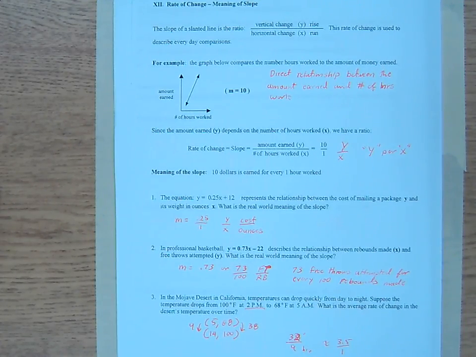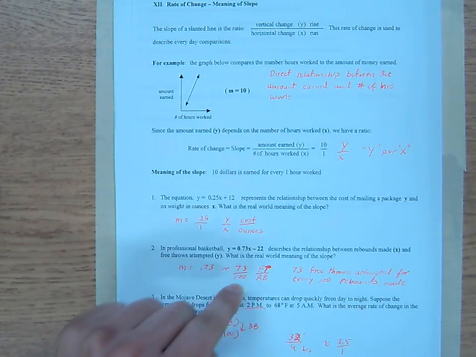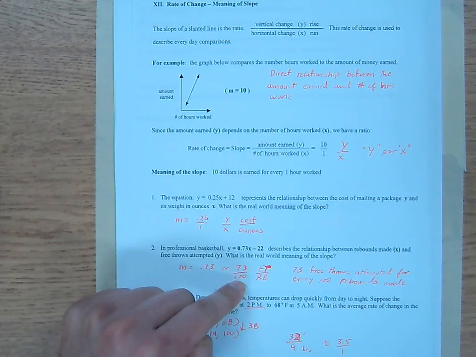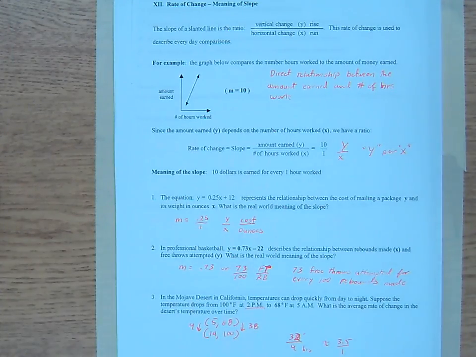What is the real world meaning? Well, take this number, I'm going to get rid of that decimal and change it to 73 over 100. That means for every 100 rebounds that I make or get, I'm going to be sent to the free throw line 73 times. And I get a total of 73 attempts at the free throw basket.